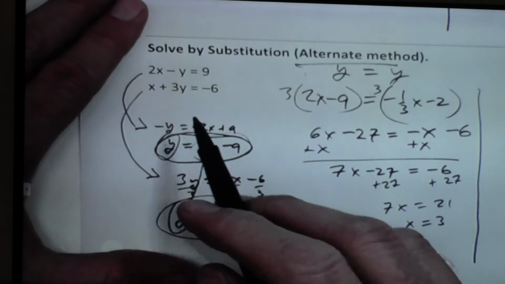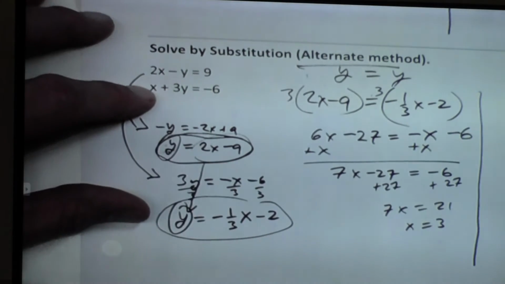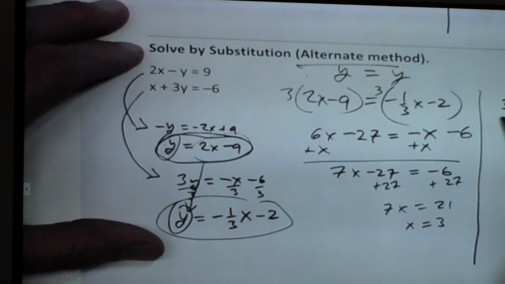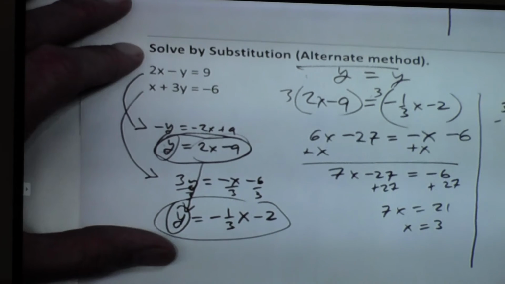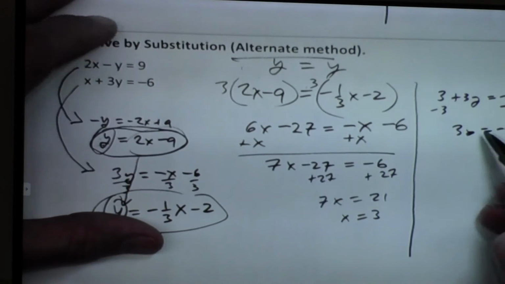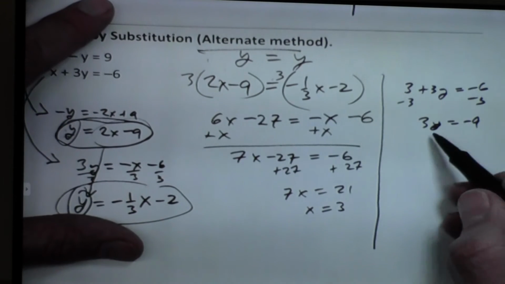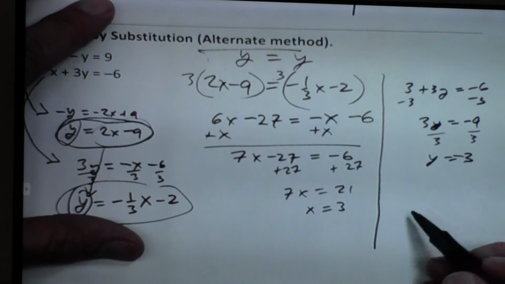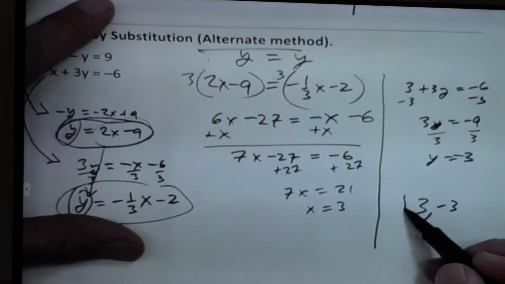And now I can put that back into one of these, such as here. So I'm going to get 3 plus 3y equals negative 6. Subtract 3. 3y is equal to negative 9. And when I move it so you can see it, when I divide both sides by the 3, I get y is equal to negative 3. So it's 3 and negative 3.